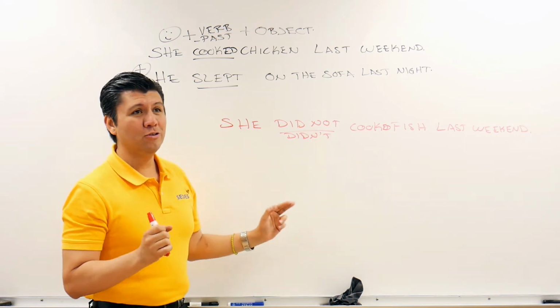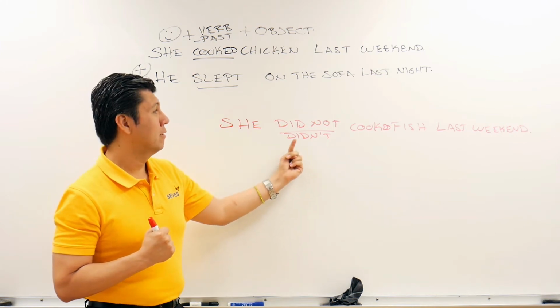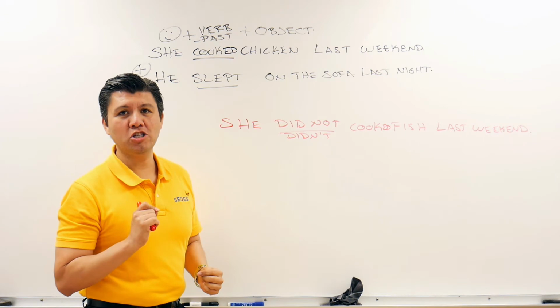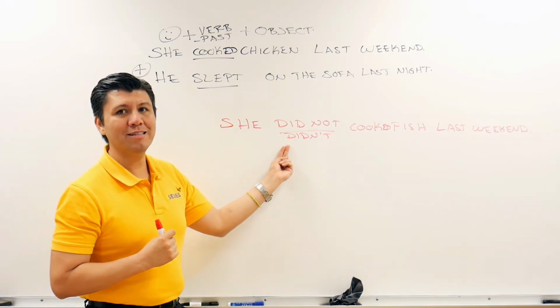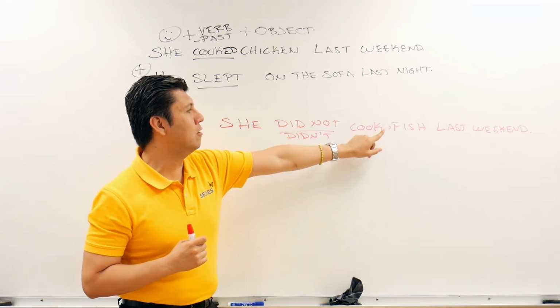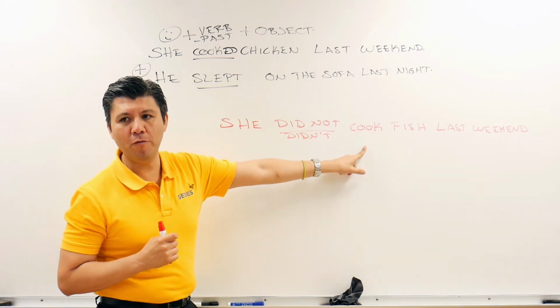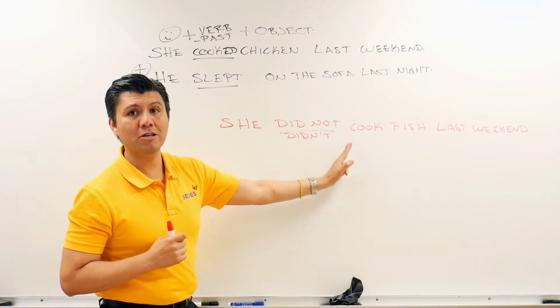I do not need to have 2 indications of past, did and the verb. Only 1 indication of past is sufficient, is enough. So if I am using did to express past, it is not necessary to have the verb in past. So that's why you keep your verb in present. She did not cook. She didn't cook.